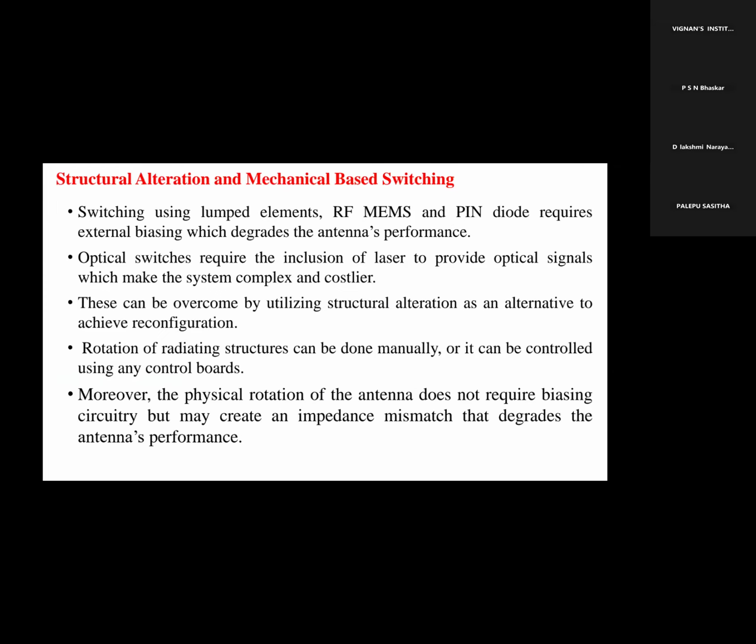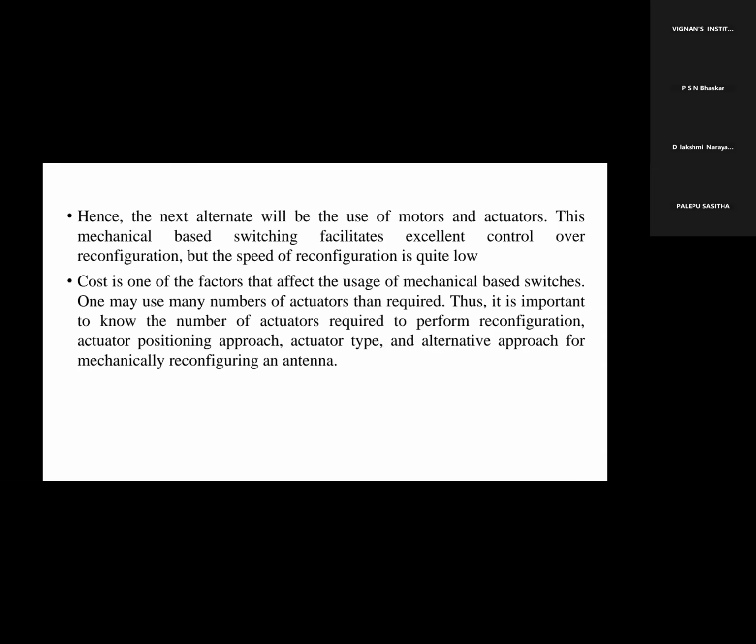Rotation of the radiating structure can be done manually or it can be controlled using control boards. Moreover, the physical rotation of the antenna does not require biasing circuitry but may create an impedance mismatch that degrades the antenna performance. Hence, the next alternative will be the use of motors and actuators. This mechanical based switching facilitates excellent control over the reconfiguration, but the speed of the reconfiguration is quite slow.